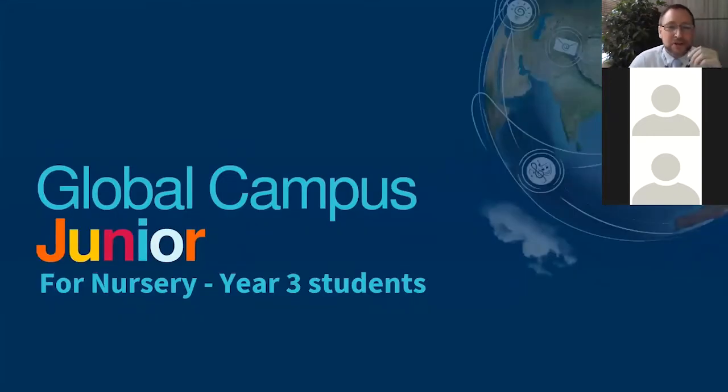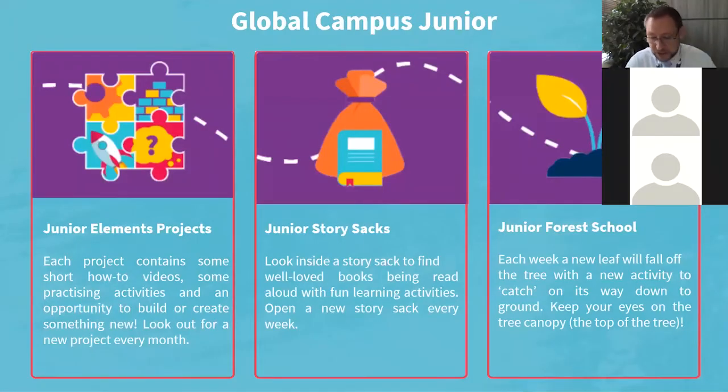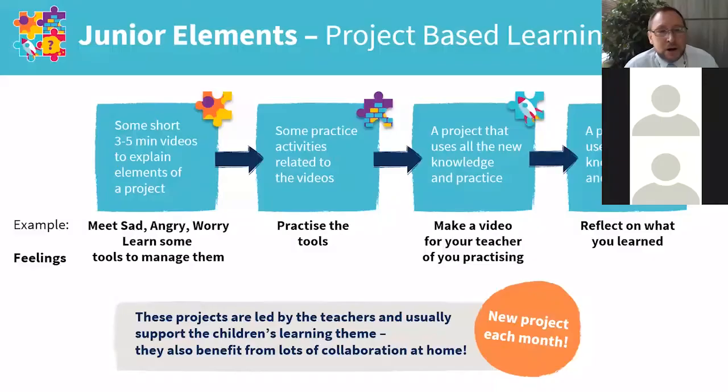So we'll focus first on Global Campus Junior. This is for nursery to year 3 students. There are 3 main areas that can be led by teachers or by parents, sorry. The Junior Elements project is mainly an area of challenges and activities that are led by teachers, and they obviously involve a lot of support from home. They can also be part of the children's learning theme in the classroom.